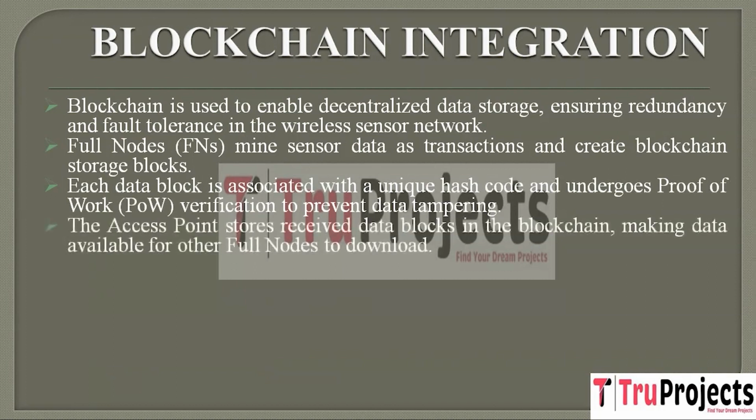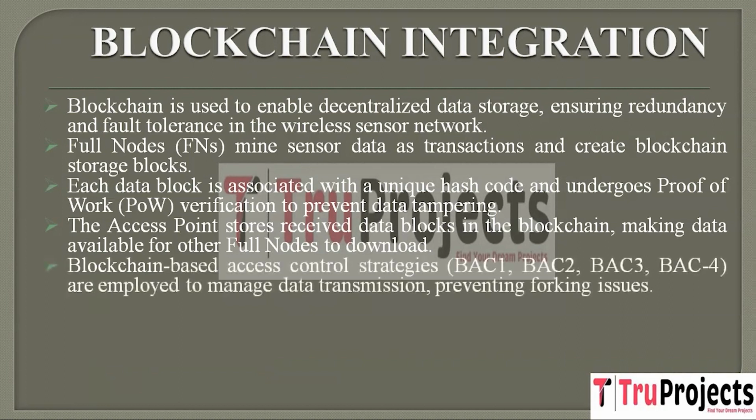Data blocks created by FNs are transmitted to the AP for storage. The AP maintains a record of these blocks in the blockchain, making the data available for other FNs to download and verify. This distributed storage approach ensures data availability across the network.